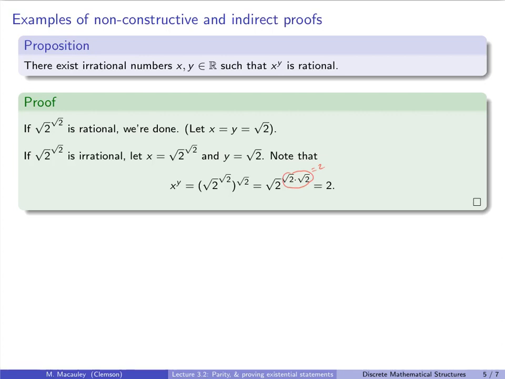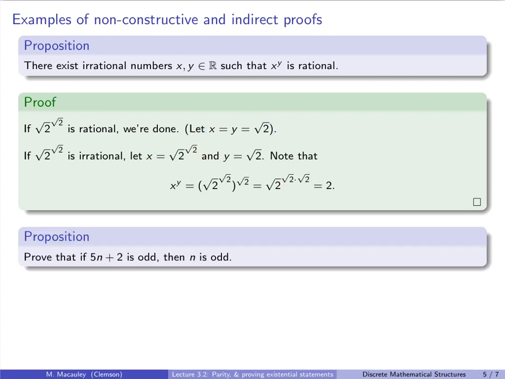So in conclusion, I don't know which of these examples is the one that makes this existential statement true. I don't know if it is x and y both root 2, or if it is x being root 2 to the root 2 and y being root 2, but I know that one of these has to be the example that we seek. So again, we proved existence without actually constructing which one it is. And again, for the record, I would bet money that this is the actual example, but I can't prove it.